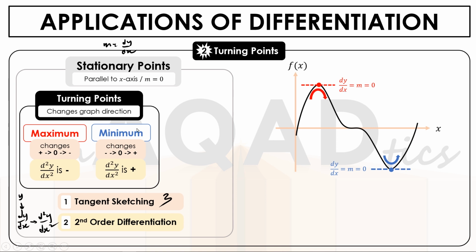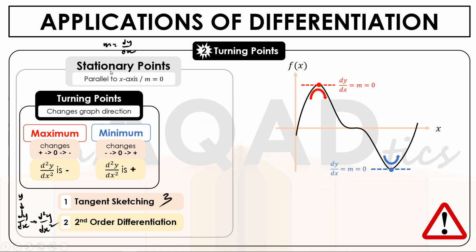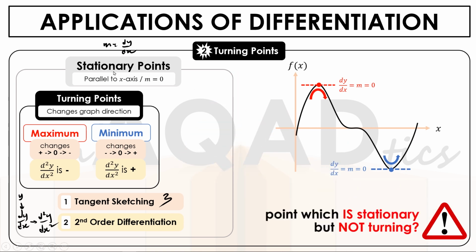Which is why, when I was explaining the tangent sketching method, here there's a 0, because at this point both of their gradients are 0. So now you may be wondering, is there a point that is stationary, but is not a turning point? Yes, there is, which is known as the inflection point.